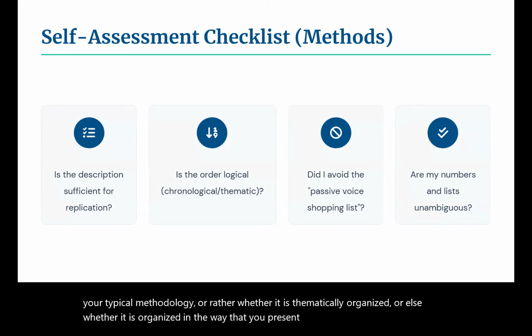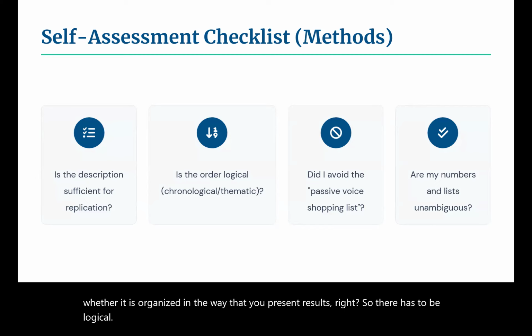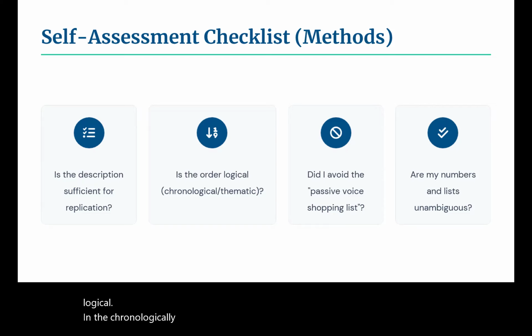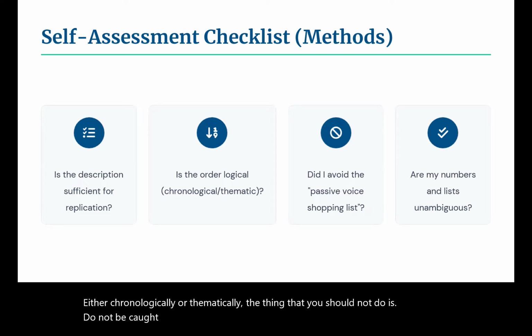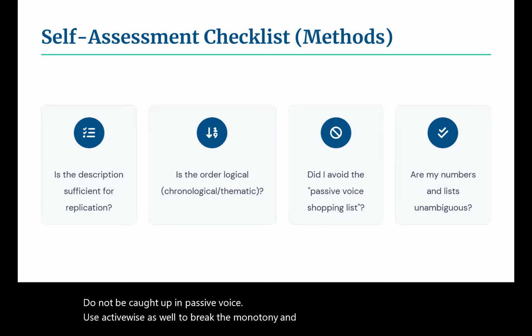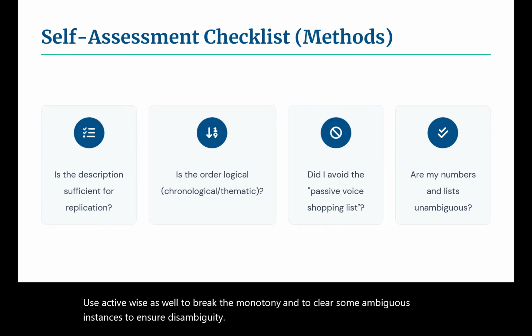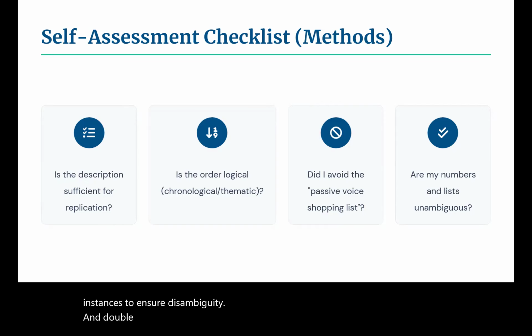So there has to be logic, either chronologically or thematically. The thing that you should not do is be caught up in passive voice domination. Use active voice as well to break the monotony and to clear some ambiguous instances to ensure disambiguity, and double check whether your numbers and lists are unambiguous.